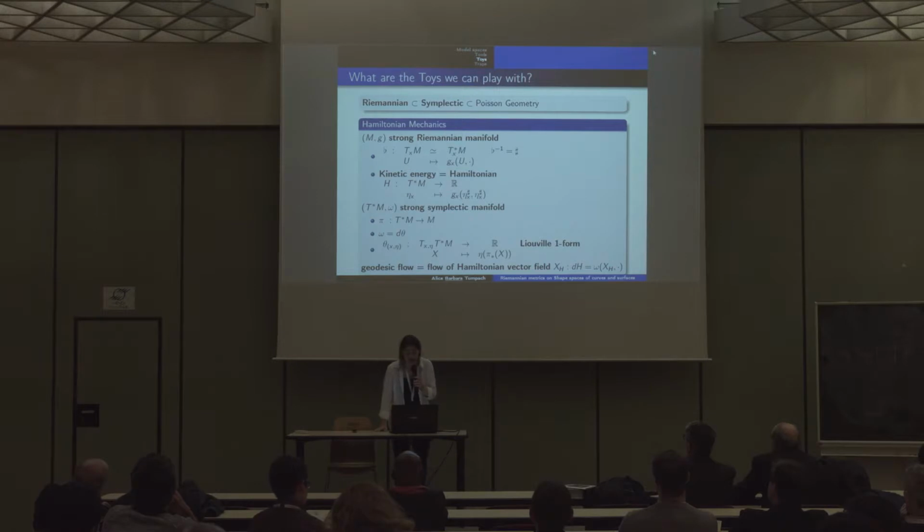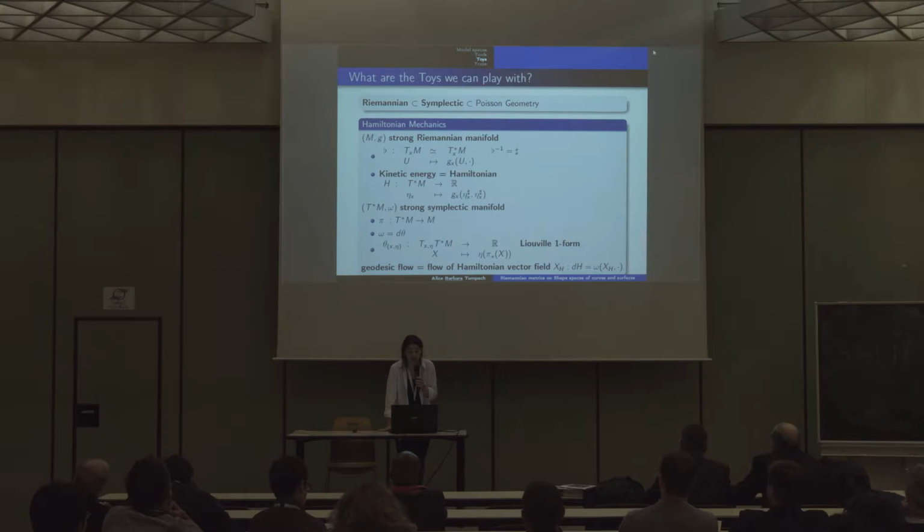In this setting, the cotangent space of the manifold is a strong symplectic manifold, and the symplectic form is the canonical one, which is just defined like this. So you have the projection of the cotangent space on the base, the canonical projection, and the symplectic form is defined as the differential of the Liouville 1-form, which is like this.